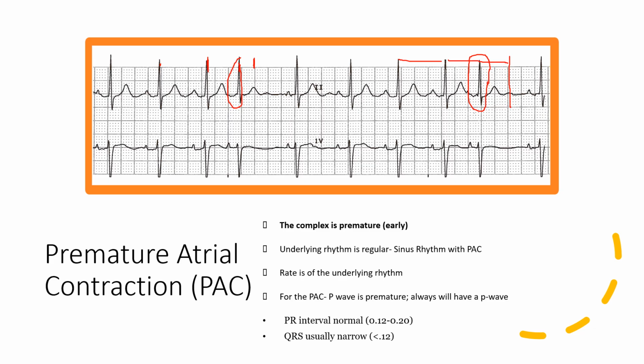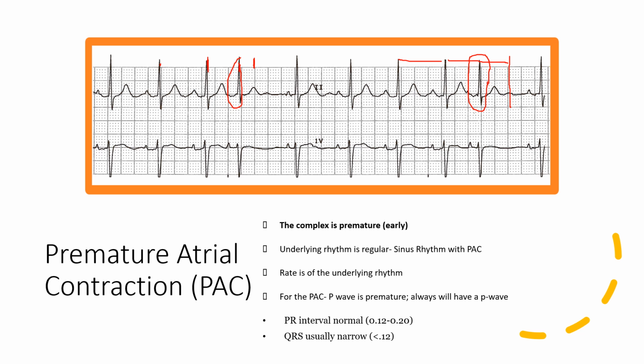So let's count the complexes in this strip. We have 1, 2, 3, 4, 5, 6, 7, 8, 9, 10, 11. So this one actually has 11 complexes. It would be a heart rate of 110. So it would be sinus tachycardia with 2 PACs.